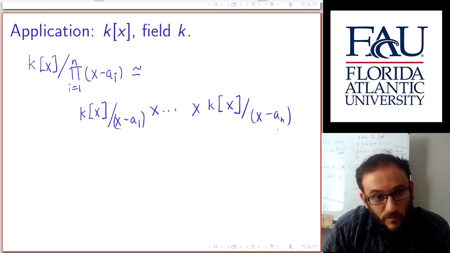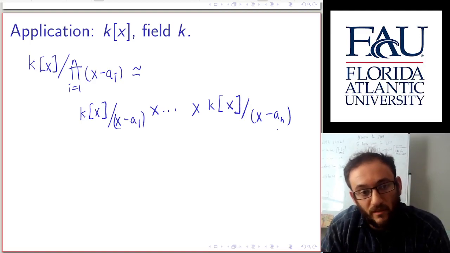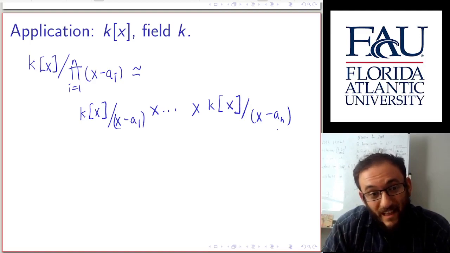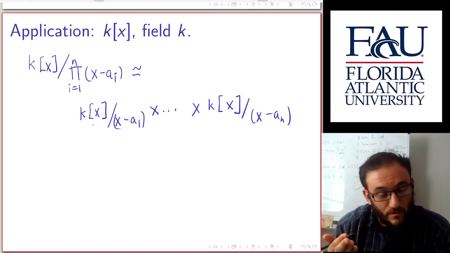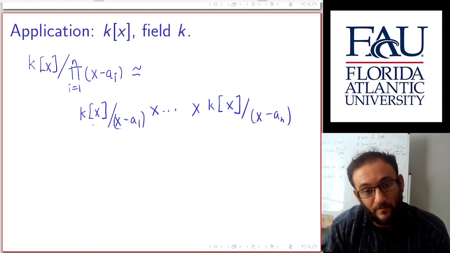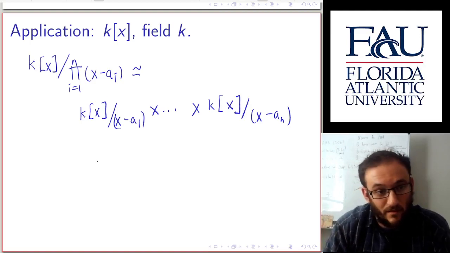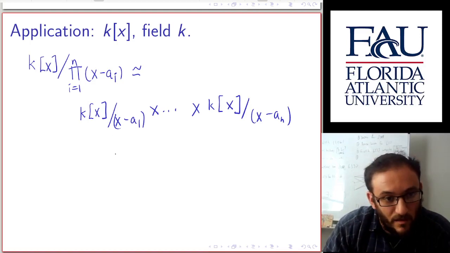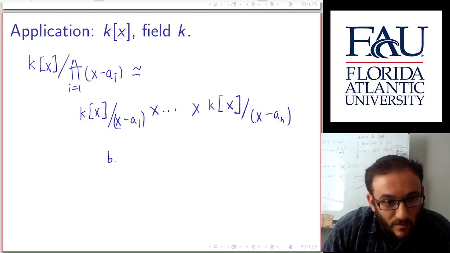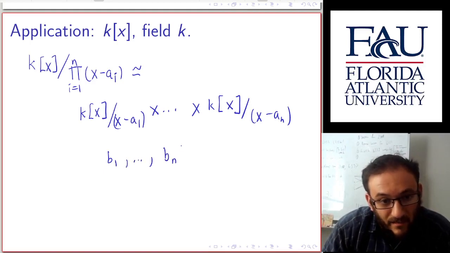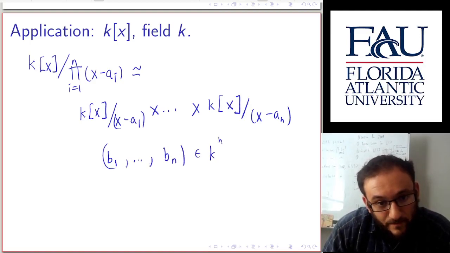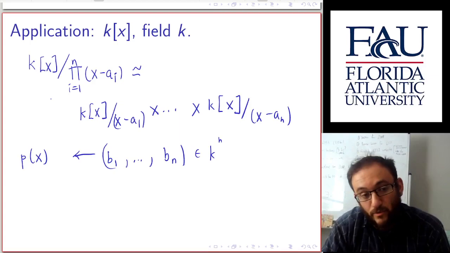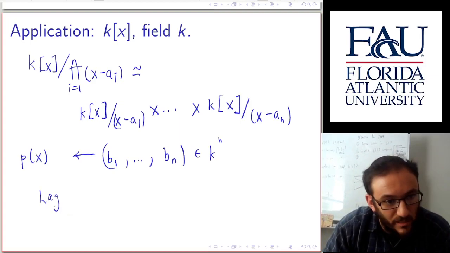And so what you might do, if you want to figure out some polynomial that you know has degree less than n, you can just evaluate it, which is essentially what you're doing when you compute these quotients. Evaluate your polynomial at a1 through an, and that's going to specify a polynomial in k[x] mod this degree n polynomial. So something like b1 up to bn, and this will be an element of k^n, this points to a unique polynomial p(x) in the quotient ring on the left. And this, I think, is called Lagrange interpolation.